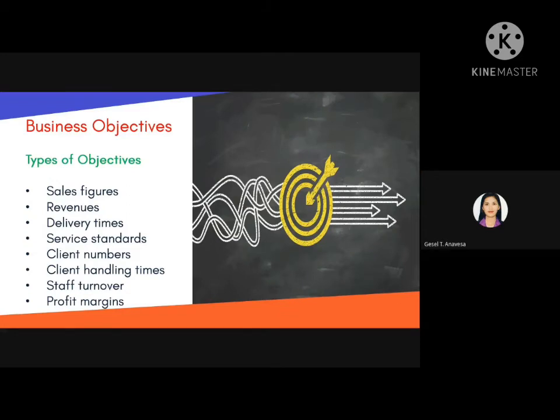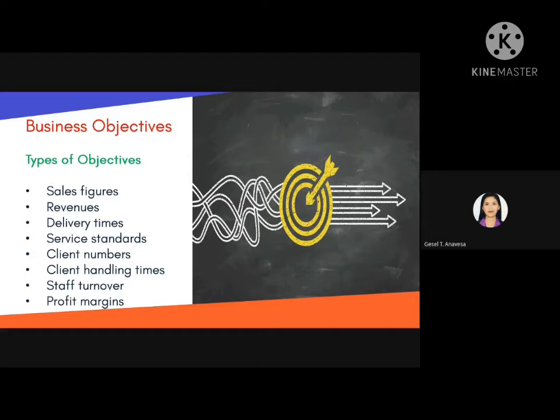Now, for your business objectives. So, the business profile section of the business plan should include the business objectives. So, unsa ang inyong mga business objectives. So, the types of objectives are the sales figures, revenues, delivery times, service standards, and then client numbers, client handling times, staff turnover, and profit margins. Okay, so business objectives, these are the objectives na kailangan ninyo i-achieve in order to achieve also the goal na inyong gi-set for your business.